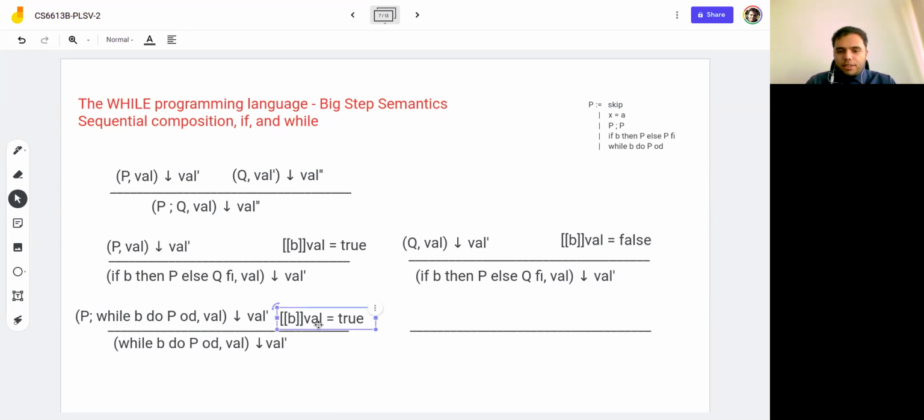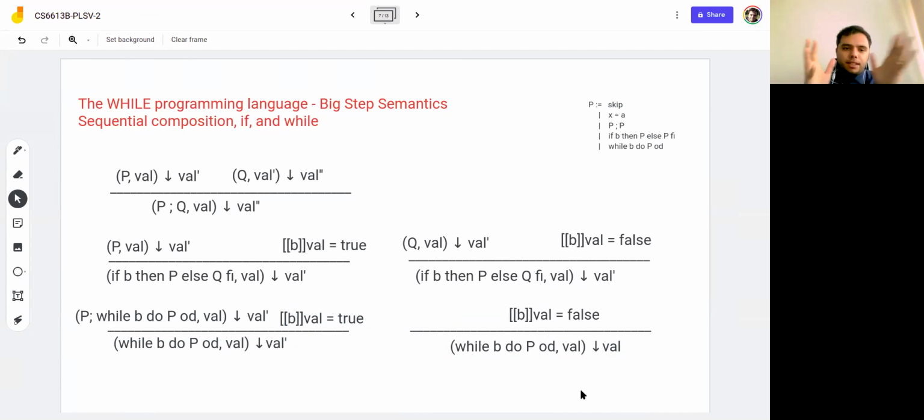And the other case is much easier. So what happens if this is false? Yes. If this is false, then the while doesn't do anything and it just terminates, and you're terminating at the same valuation that you were before. Okay. So these are the big step semantics now.